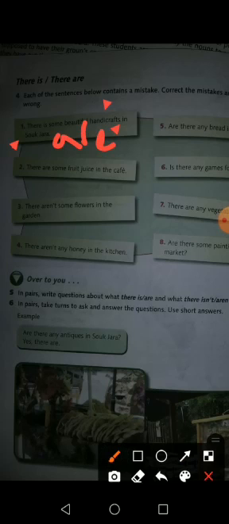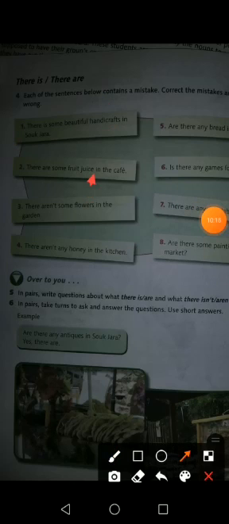There are some fruit juice in the cafe, okay? Look, there are, and juice. Is juice countable or uncountable? Juice is uncountable. That's why you have to use "is," not "are." There is some fruit juice. Why? Because juice is an uncountable noun, and with the uncountable noun we use "is," not "are," right?